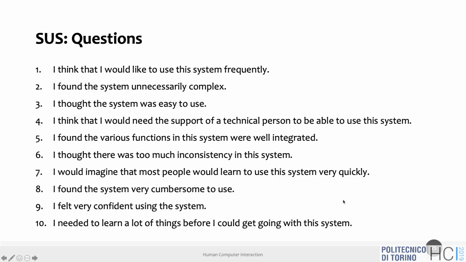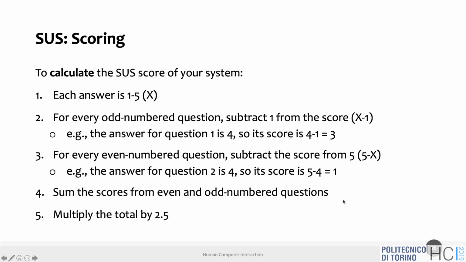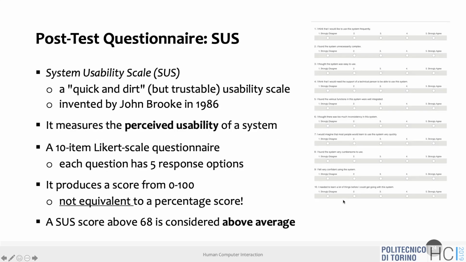So this is why, when you compute the score, you have this strange mechanism, because in the scoring you have always one, strongly disagree. So in the first one, I strongly disagree is a positive thing. In the second one, I strongly disagree is a negative thing. So the result is positive in the end. I would like to use it: strongly agree, this is a very positive answer. I found the system unnecessarily complex: if I say strongly agree, this is a very, very negative answer. But this is 5 for both of them.